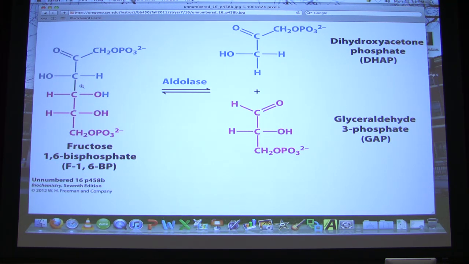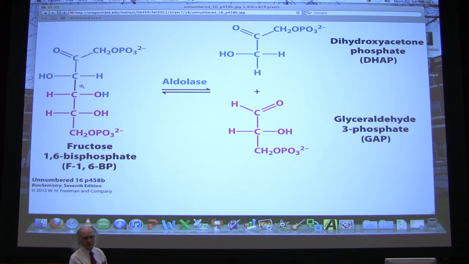Delta G0 prime, even though it's very negative, doesn't determine the direction. Only if I tell you that all the concentrations of things I start with are equal does it tell me the direction of a reaction. Well, how do I have a reaction that has a delta G0 prime that's very positive, yet the reaction still gets to go forward? What would it take to do that?